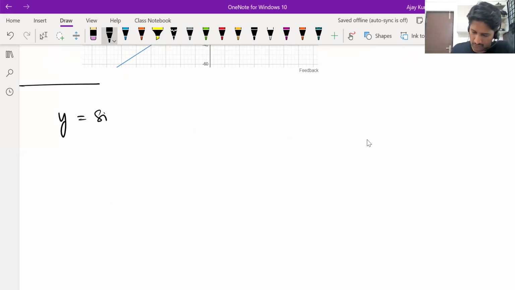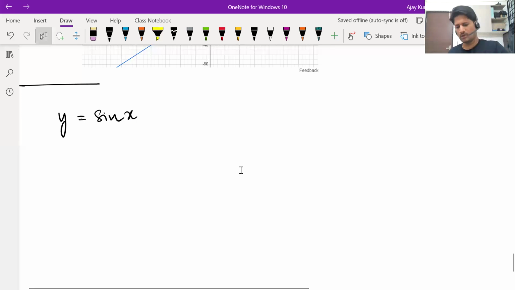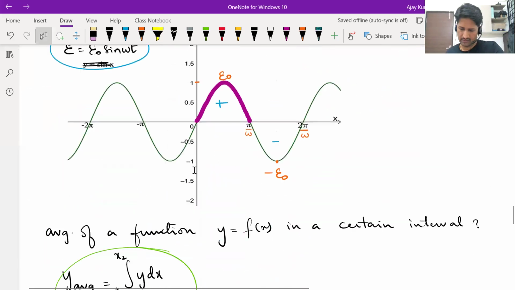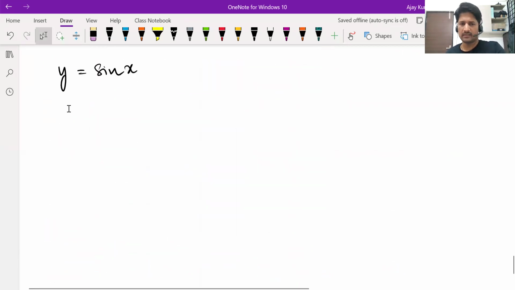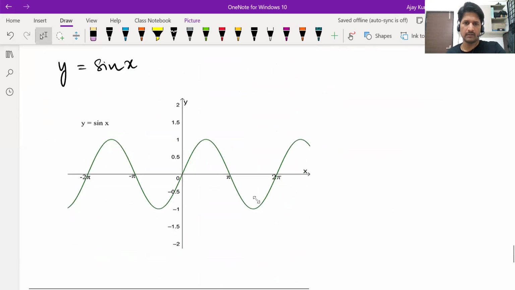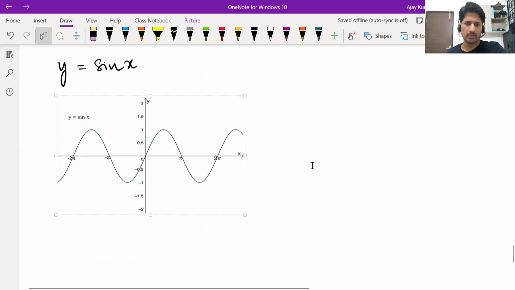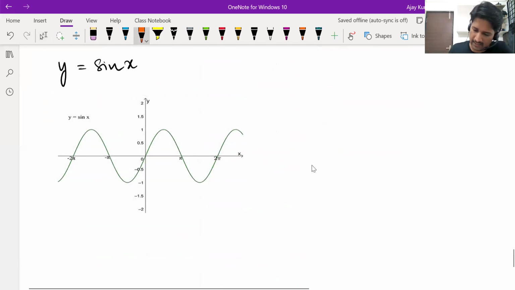Suppose y is equal to sine x. You all know how y equal to sine x varies. Let me once again show you the graph. It's definitely nonlinear. And the problem now is to find out its average value in the interval 0 to pi. Means during this positive half cycle, we have to find out what is the average of the sine function. You both guessed it is 1 by 2. And I told you it need not be 1 by 2 because the variation is not linear.